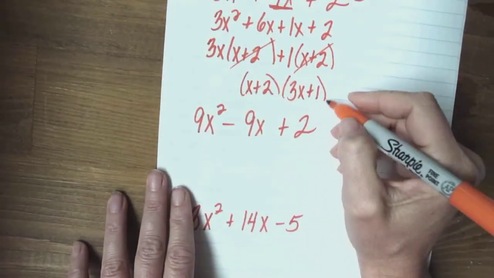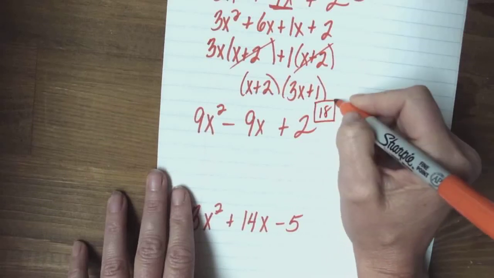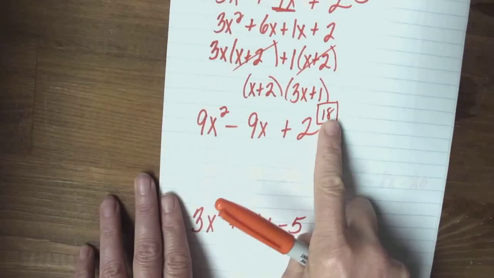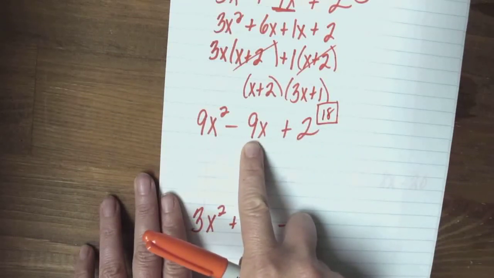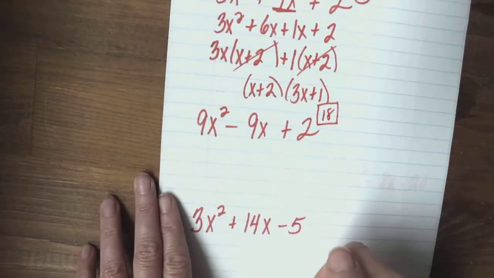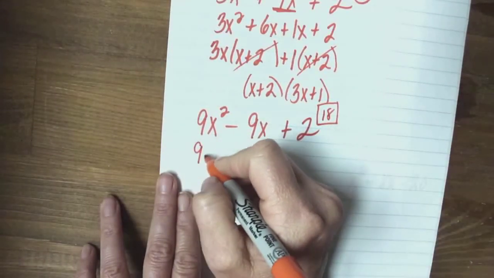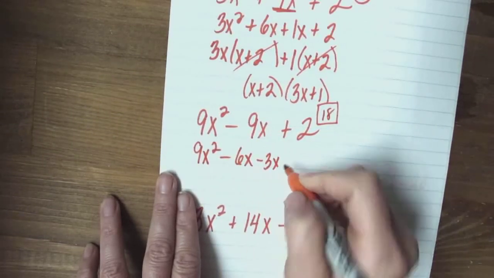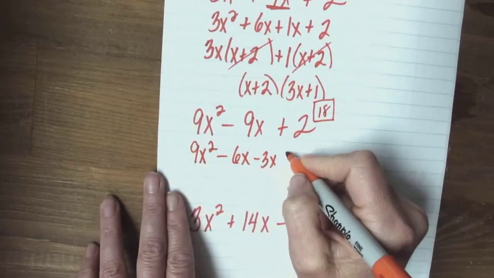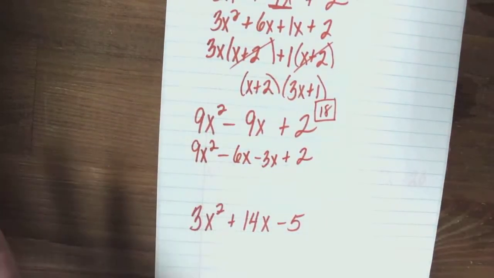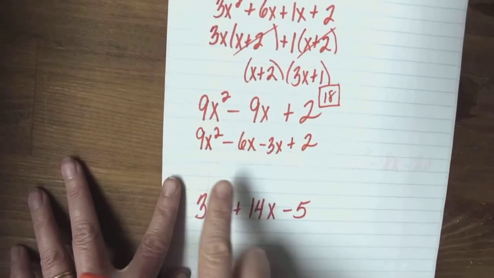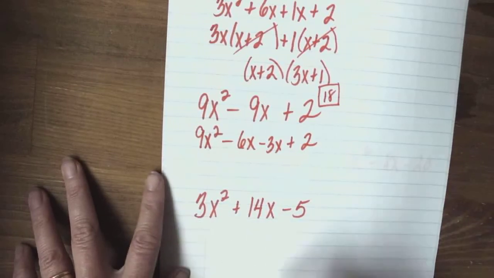Okay, let's try another one. I'm going to take 9 times 2, and I need to think of 18. So numbers that multiplied together give me 18, but add to give me negative 9. Maybe negative 6 and negative 3. So I'm going to rewrite everything exactly the same. Negative 6 and negative 3 is still the same value as that. And again, it doesn't matter which one I write first and which one I write second. It will always work. And I look at the first two and think, what can I take out?